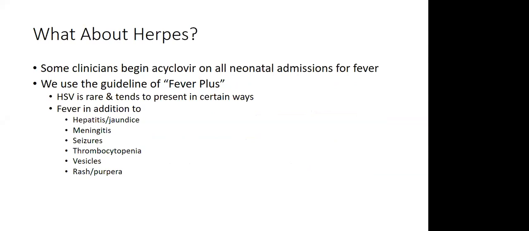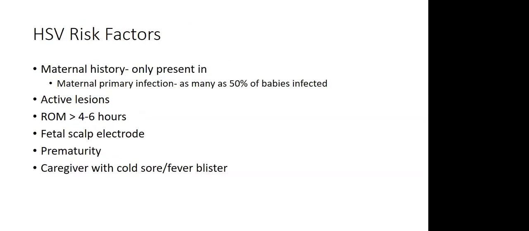How about herpes? Again, herpes is very important in neonates. It's quite common, in fact very common, and it causes a lot of mortality. Usually, if the patient has fever and then hepatitis or jaundice, meningitis, seizure, thrombocytopenia, vesicles, rash, this might point you to herpes, possibly disseminated herpes. Then you have to cover with acyclovir.